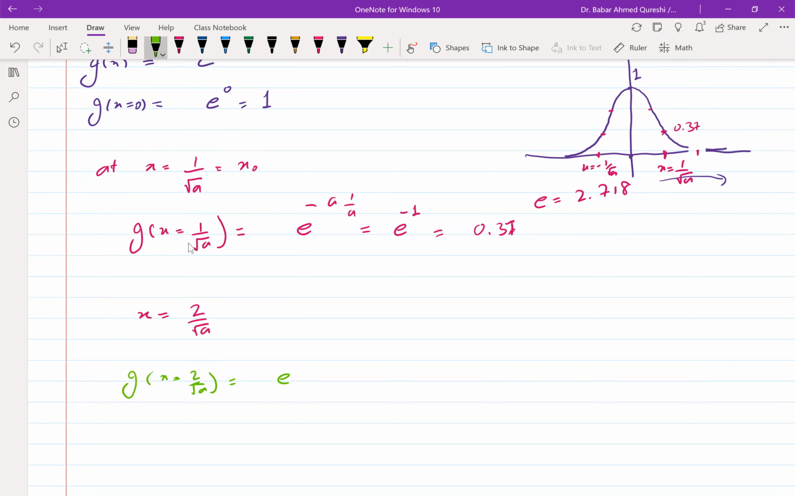This is going to be e to the minus a 4 over a to the e to the minus 4, which is actually very, very small. It's 0.018. And if I double the distance again, I go to the 3a, it would be e to the minus 9, which is extremely small.